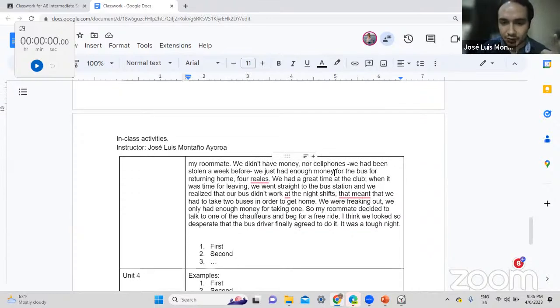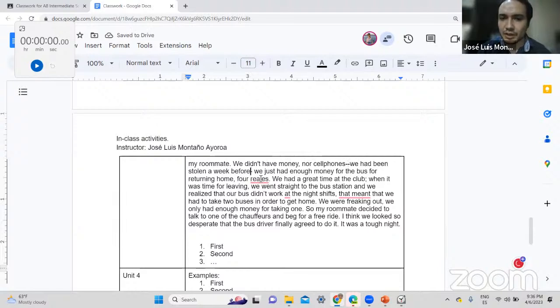Good. We didn't have money nor cell phones. Good. We had been stolen a week before. Okay, so this is clarification. Again, is good. Now remember, in Spanish we also use that dash, but in formal or academic English, you're going to use, remember, the em dash, that is the double dash.